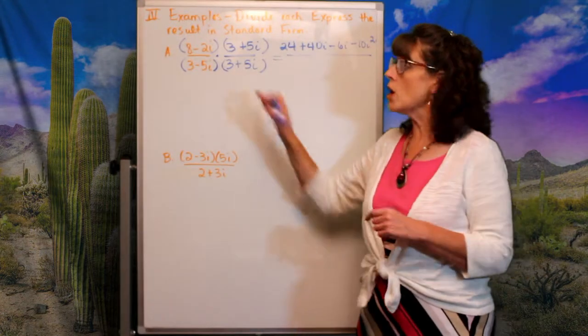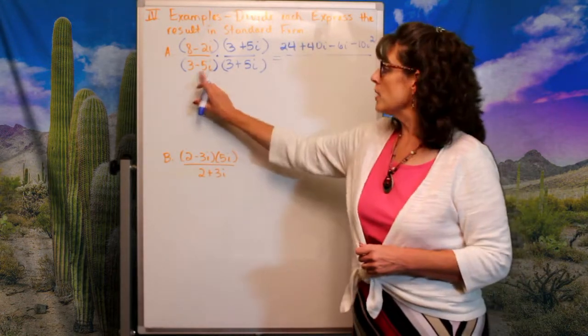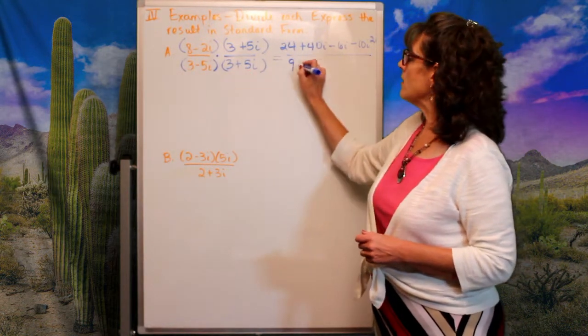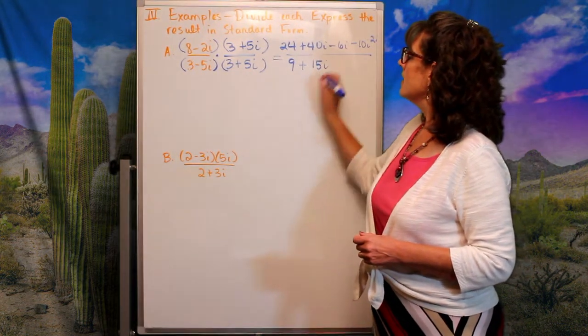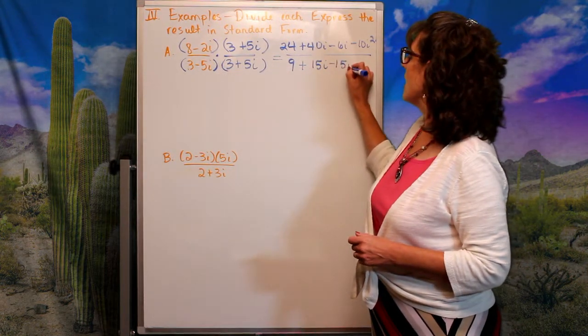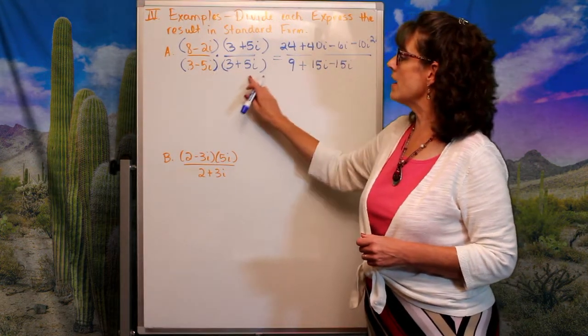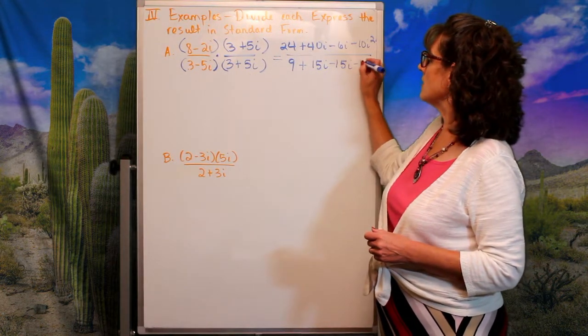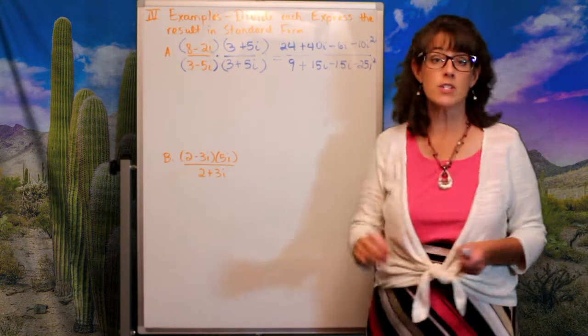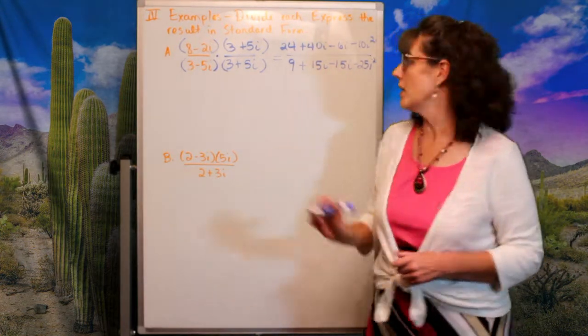All right, now in that denominator, we're going to FOIL again. 3 times 3 is 9. 3 times 5i will be a 15i. Inside, negative 5i times 3 is a minus 15i. And in the back, negative 5i times 5i, positive times negative is negative. Negative 25, here it is again, i squared. And when you see i squared, negative 1.